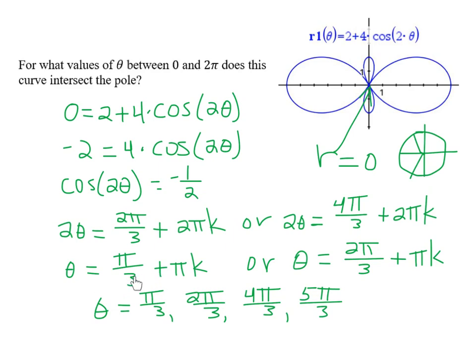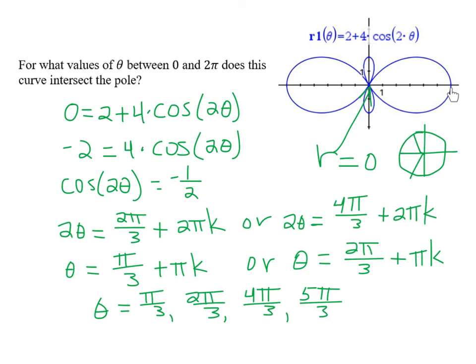And that leaves us with pi over 3 plus pi k, or 2 pi over 3 plus pi k, which means there's 4 times when this graph will equal 0, or when the r value will be 0, or it will intersect the origin, or the pole, what we call a pole.